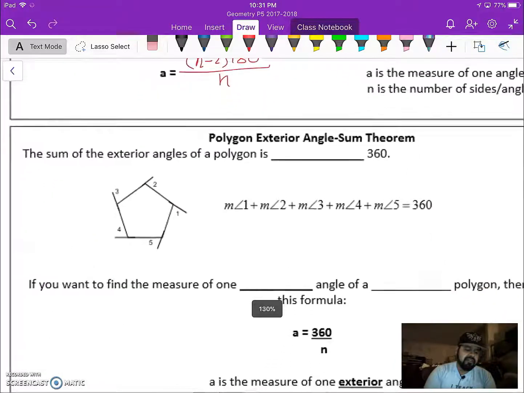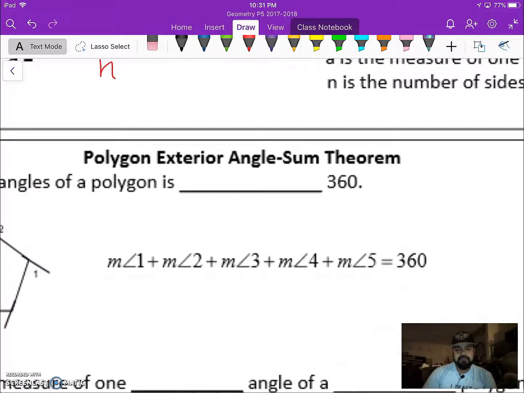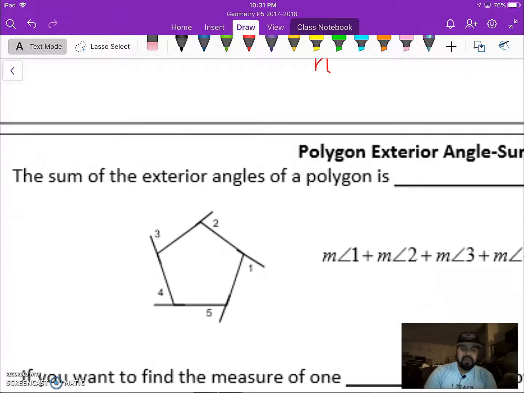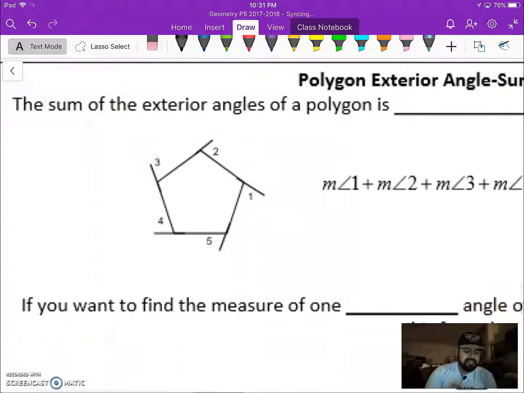Right here, we also have the exterior angle sum. Before I go too far, I want to first explain what an exterior angle is. If you notice at each of these corners of the shape, we've extended a line that goes beyond the shape. These angles here are your exterior angles. We do not draw a shape and say the entire thing is the exterior. We don't call that the exterior.